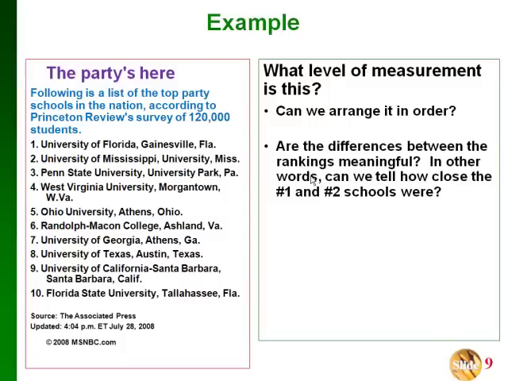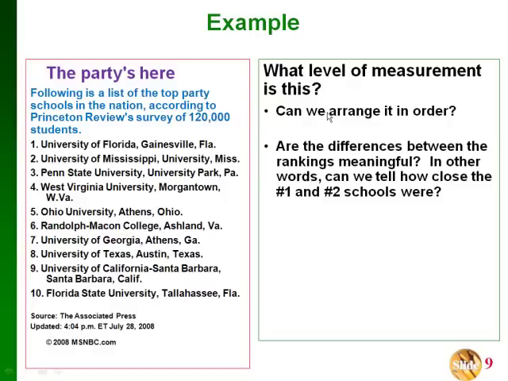Here's an example of some data, and we want to try to figure out which type of data this is and what level of measurement this is. So if we're looking at this ranking of the top 10 party schools in the nation, this was in 2008. Notice that we do have numerical data. We have 1 through 10 for these.